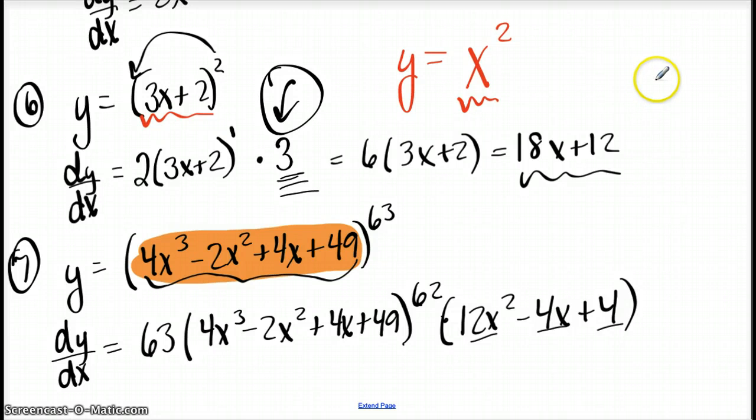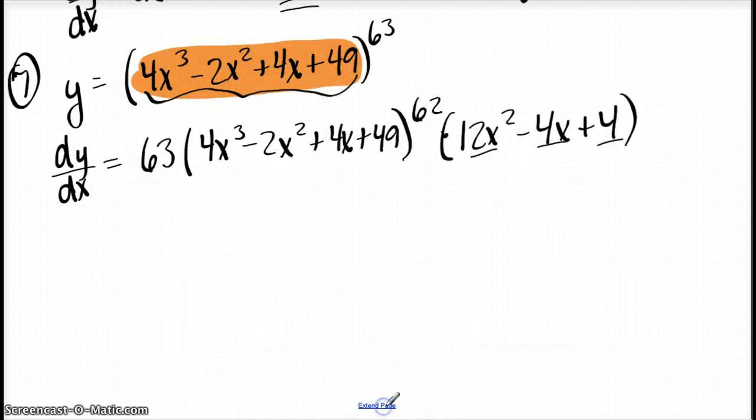Can you leave it aside? Yeah, I don't think there's much left to do. You could pull it out 62 times, or you could just use the 62nd row of Pascal's triangle. Either or, with the coefficient. All right, you with me?